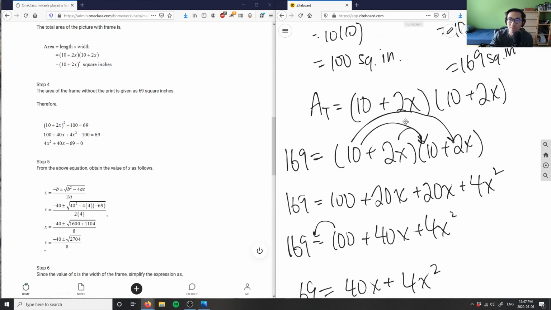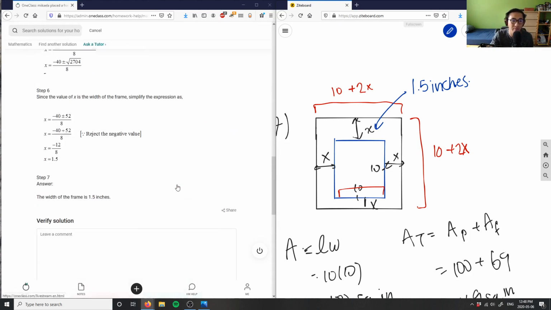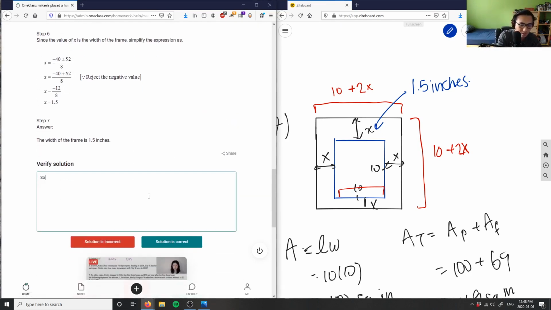Now I can simply say that the x value is 3 over 2. So all that work gave us x equals 1.5 inches. This gives us the dimension of the frame: the width of the frame is 1.5 inches. As you can see, the width of the frame is 1.5 inches, so this solution is correct. Good analysis here.